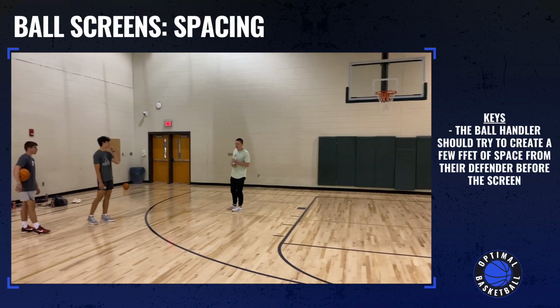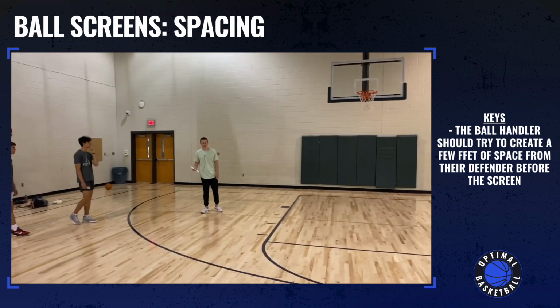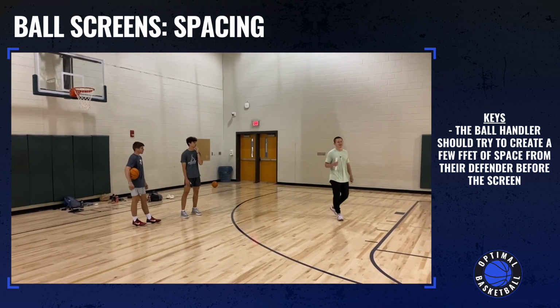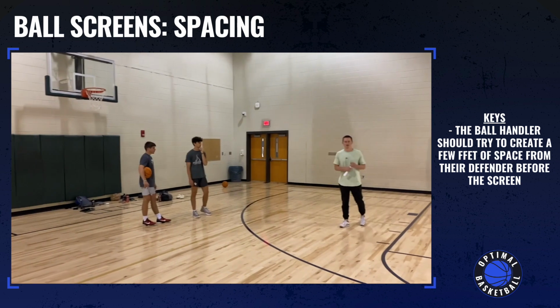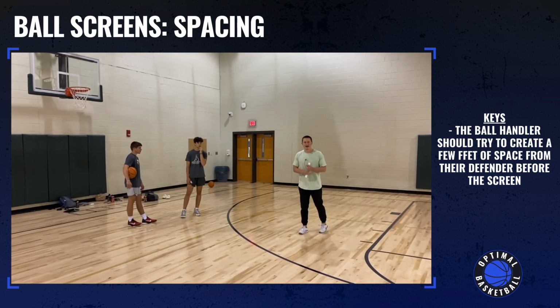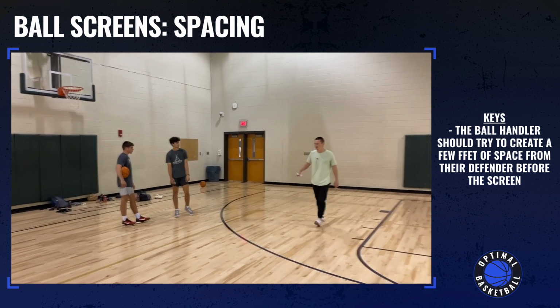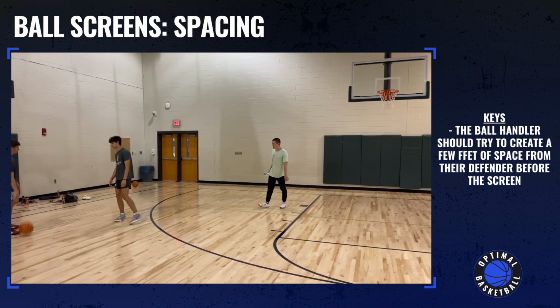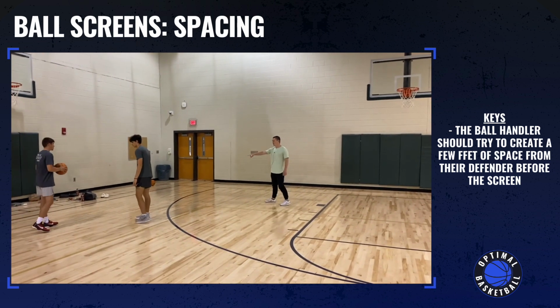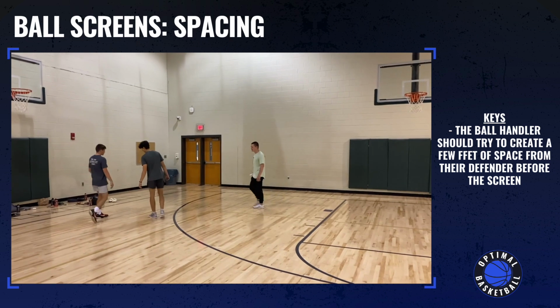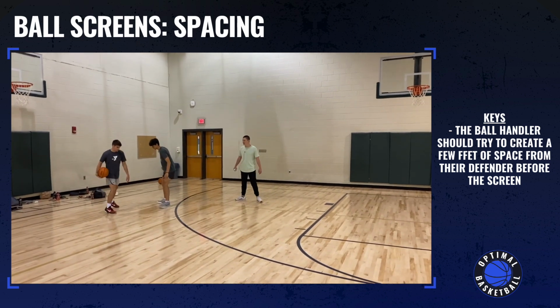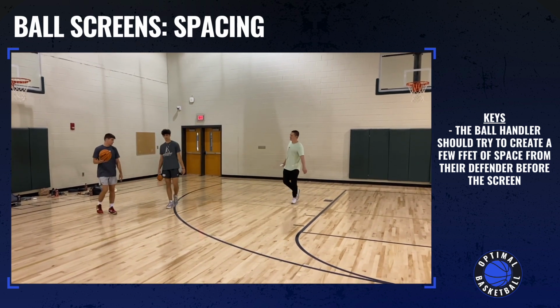Now, talking spacing from the ball handler's perspective, if the ball handler can create some space from their defender before going into the screen, that is a good advantage to have also. So if we're doing a side ball screen, Brock, what you're going to do is take a dribble down. Caleb, you're going to slide in front of them, and then Brock will change directions and create a little space right there.